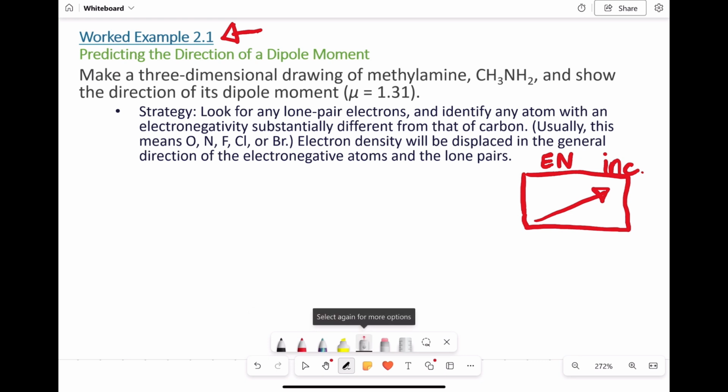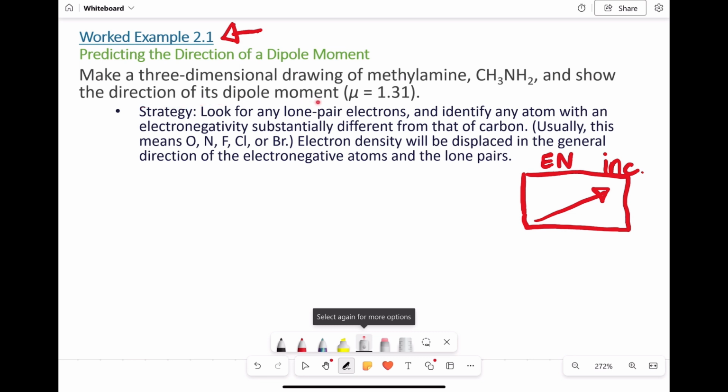So we have this compound, methylamine. It is CH3NH2. We are going to need to draw it, right? The 3D drawing. So we're going to need the molecular geometry and the shape of it overall, basically, in order to show which direction the dipole moment is going.